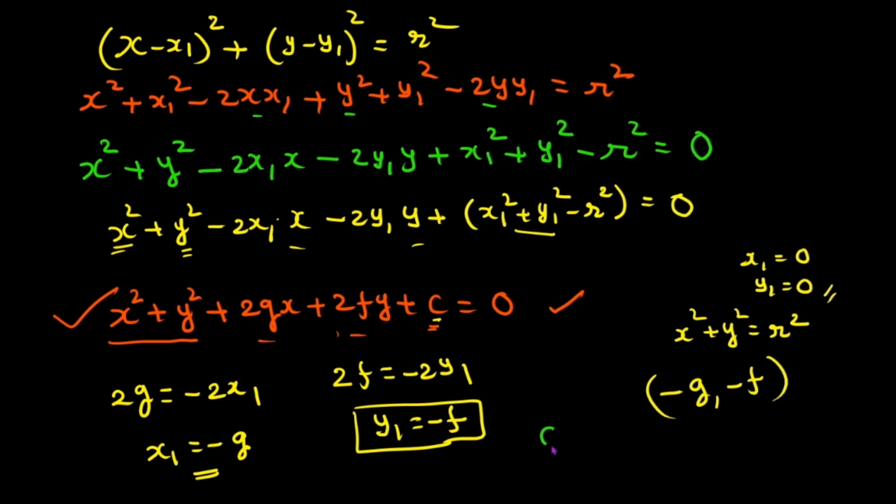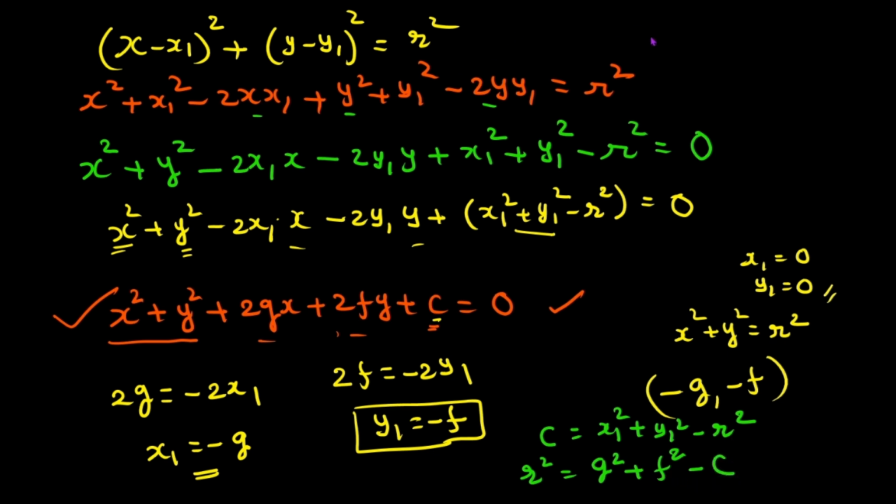Then if you compare this constant and this constant here, you can write that c, the constant, is equal to x1 square plus y1 square minus r square, right? So bring this r square to this side of the equation. R square equals x1 square plus y1 square minus c. Instead of x1, we can substitute g right here, then square of it will become g square. Similarly, y1 becomes f, so that f square minus c will go to this side of the equation.